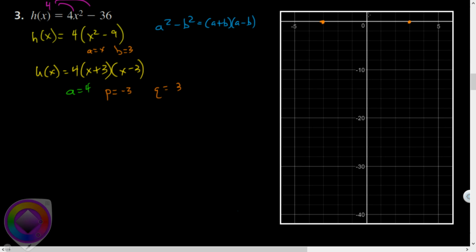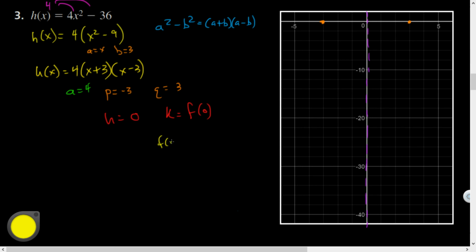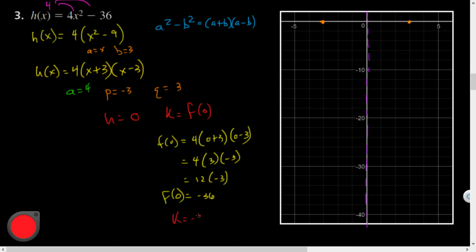I'll just quick, speedy graph this. So h is going to be halfway between those, which is 0. K I could find by doing f of h, or f of 0 in this case. So what is f of 0? That's going to be 4 times 0 plus 3 times 0 minus 3. Do you guys get some of this so far? -36. Good thing I made my graph go as far low as I did. So f of 0 is that. So k was equal to -36.